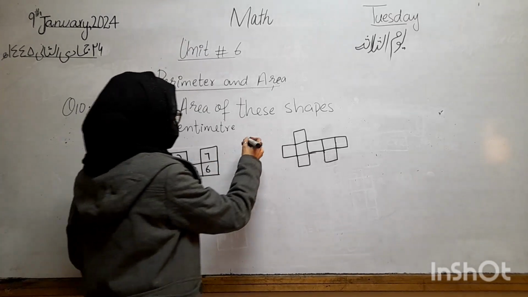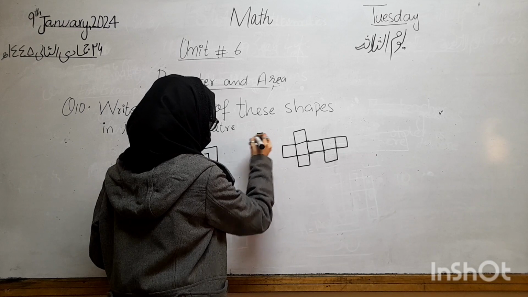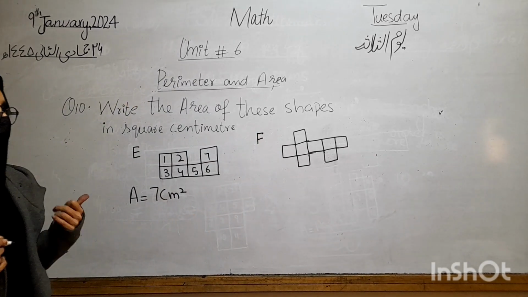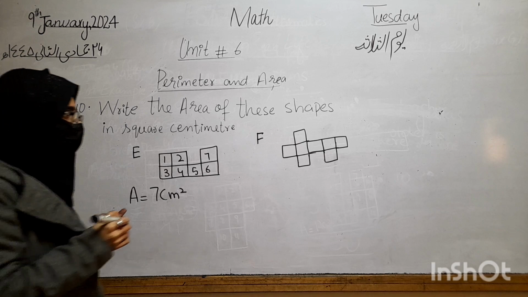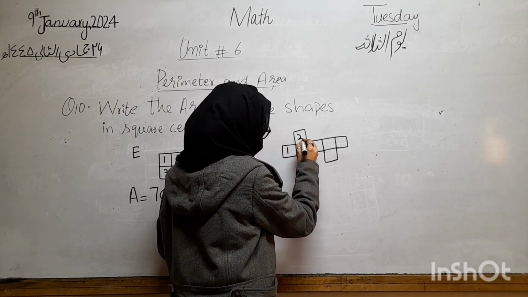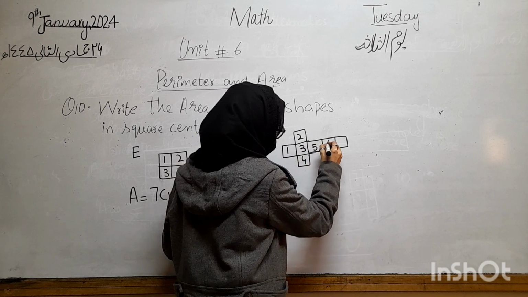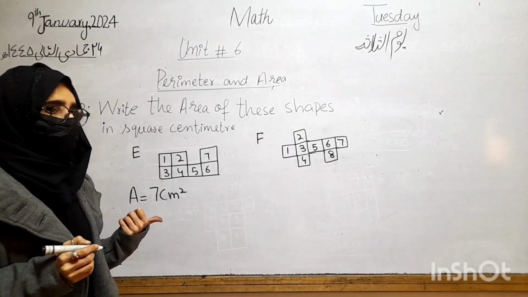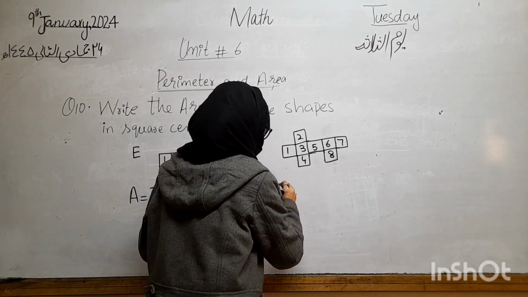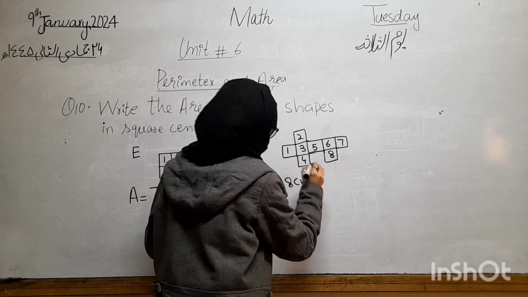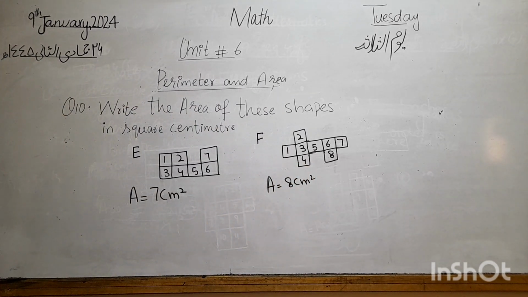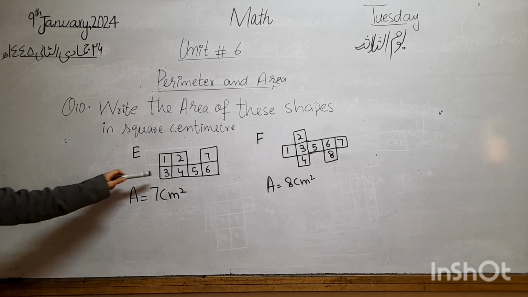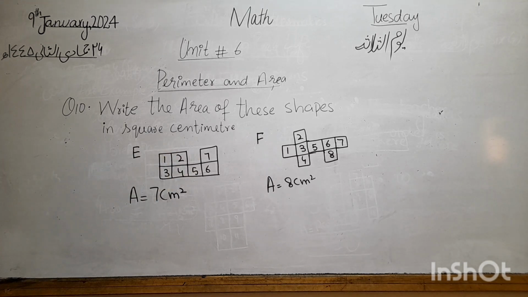After this we have F part. How many squares in F part? 1, 2, 3, 4, 5, 6, 7 and 8. So what is the area of this F part? The area is 8 centimeter square. So this is the way how you find the area of the grid squares. And what is the area? Area is the inside surface of the shape.